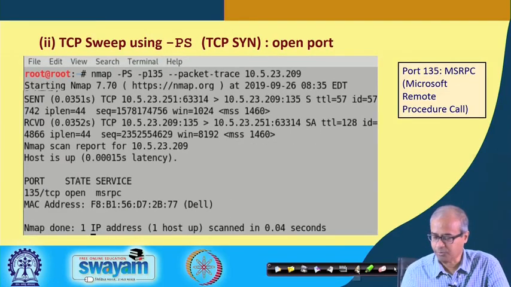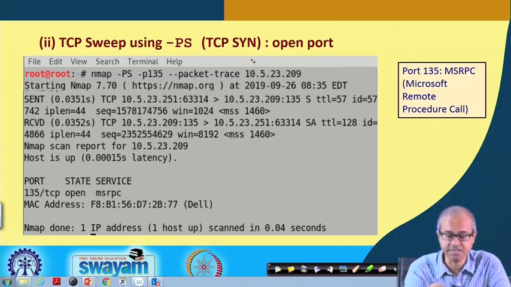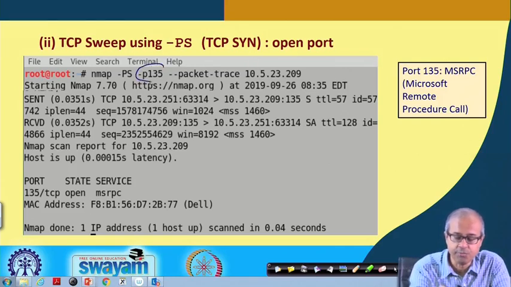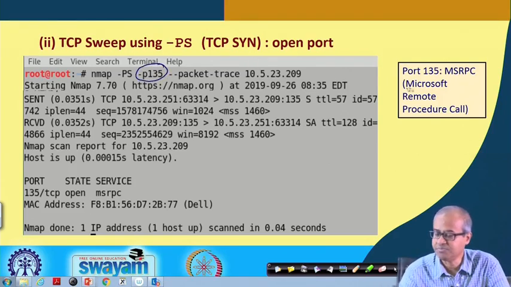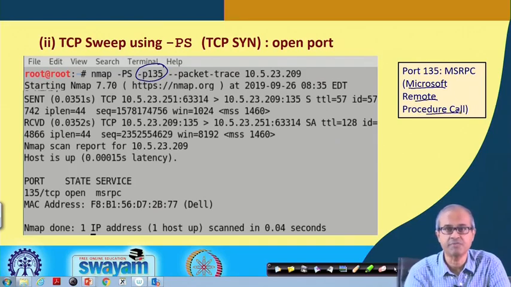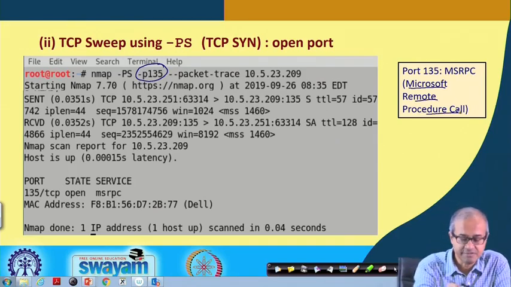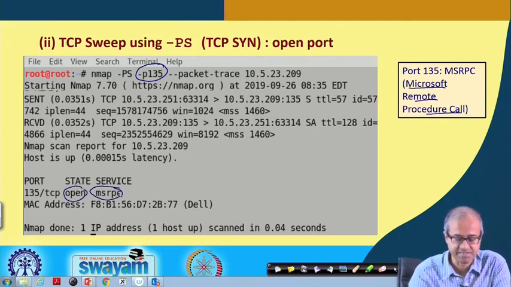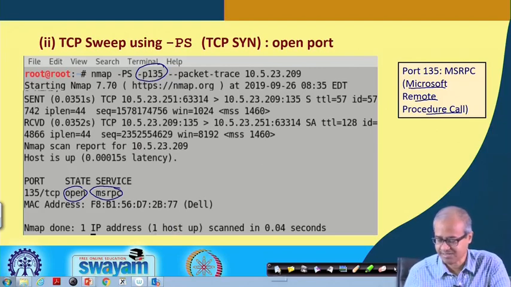Similarly, for an open port, let us say here we are trying to query port number 135, which is the Microsoft remote procedure call service. You send a packet, receive a packet, and you can see that the port is open, the service name is MSRPC. So, for one IP address, one host, you can see these things.